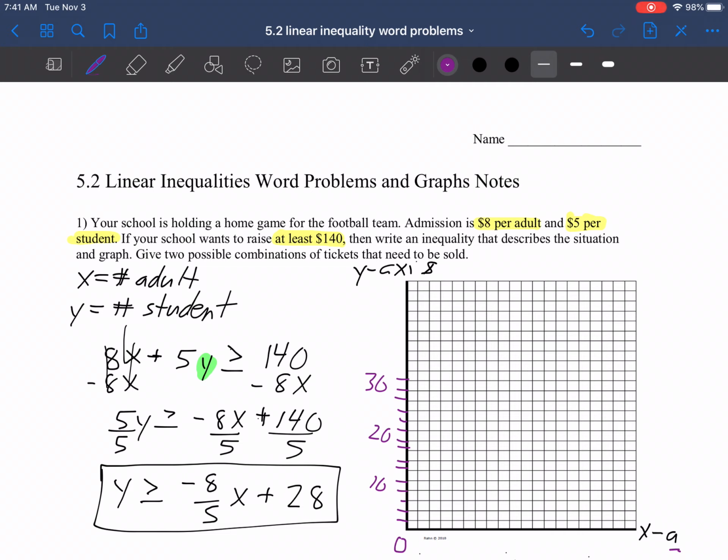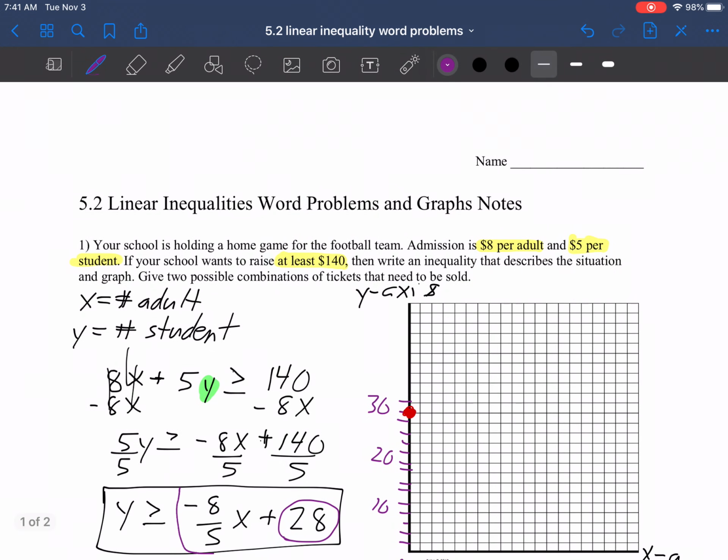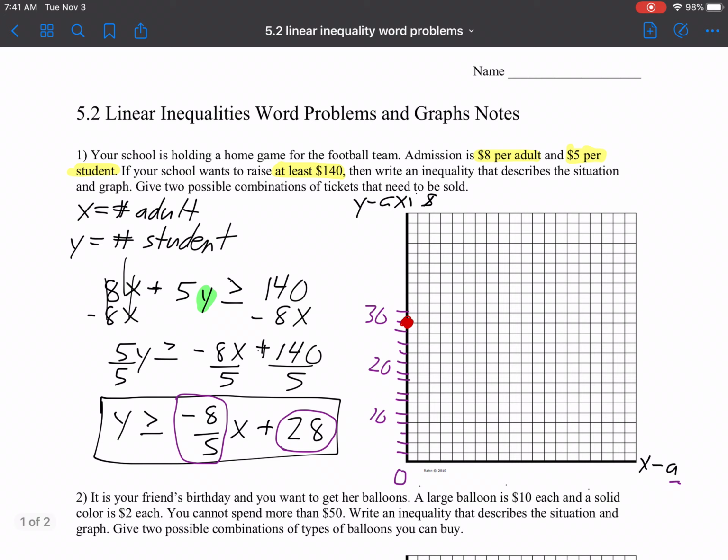So now what I can do is graph my y-intercept, which we know is always this number here. So if I plot a dot at 28, that's going to be just right here, right? We're just under 30. And then I'll have to find the slope, which is this value here, which means I have to rise down 8 and then run 5. Just remember, you are counting by twos, so when you do your rise and run, be careful that you're rising and running appropriately.